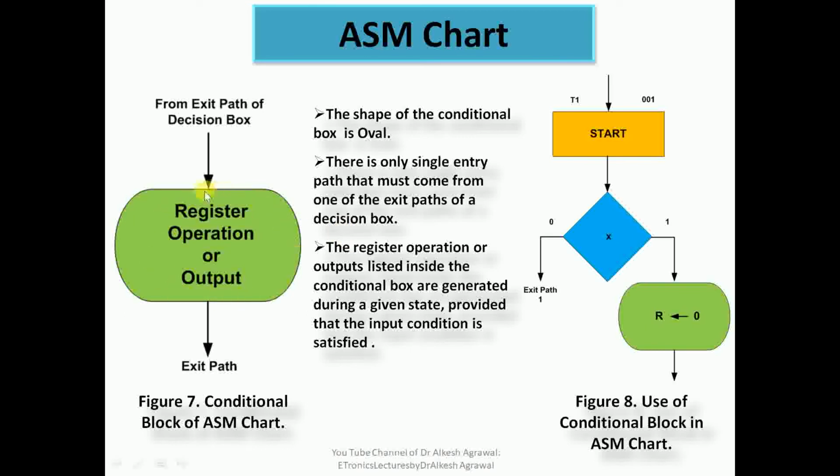When some register operation is being implemented, we use this particular conditional box. So there is some condition on the operation of a register. Here you can see r tends to 0, that is, the contents of register r are cleared to 0. Based on this condition, we are using this conditional box, and we have one entry path and one exit path. This is how we can use the conditional block in an ASM chart, as shown in figure 8.